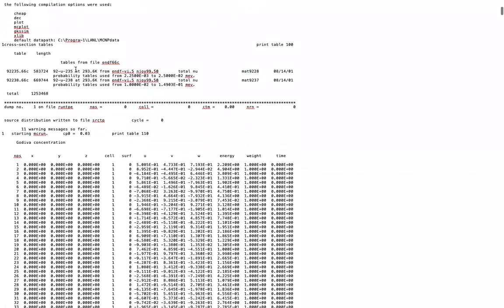Okay, now these are the cross-section tables that MCNP is going to use. So you can see that it's going to use the ENDF/B-6 file, evaluated nuclear data file, number 6. The version is 5. And so for U235, it's actually going to use this data set, 92235.66C. Now, I did not specify this, so it picked it itself by default.